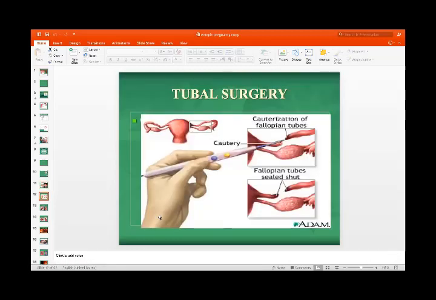Now, tubal surgery. As I told you earlier, reversal of sterilization may lead to ectopic gestation. Why? Because you can maintain the tubal patency, but the functional capacity of the tube is not restored. The cilia are damaged at the site of surgery. And so what happens? The fertilized egg gets arrested at the site of this surgery because of the lack of ciliated epithelium over this area. So that's why it leads to ectopic gestation.